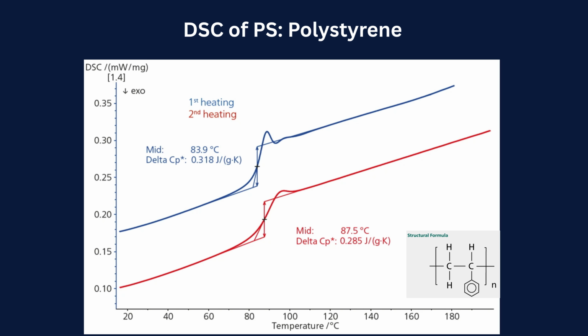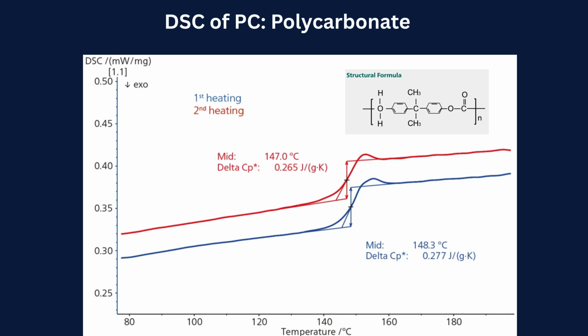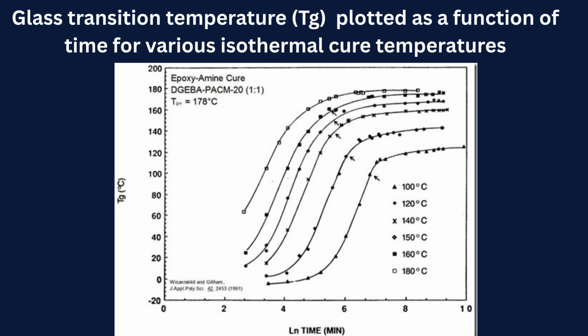Examples include polystyrene, Tg approximately 100 degrees Celsius, polycarbonate, Tg approximately 150 degrees Celsius, epoxy resins, Tg varies depending on curing conditions. Tg strongly influences mechanical performance, dimensional stability, and service temperature.